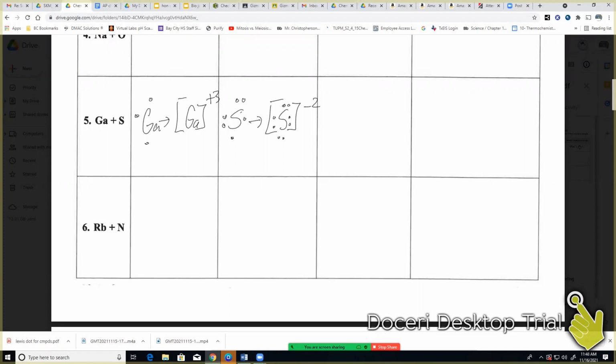All right, so +3 and -2, a little bit more difficult. You're going to have to try to get 6 on each side. Think of it like your least common denominator. The smallest number both of them would go into would be 6. So how many of my galliums am I going to need? 2. And of my sulfides, I'm going to need 3. That way 2 times 3 is a +6, and 3 times -2 is a -6.